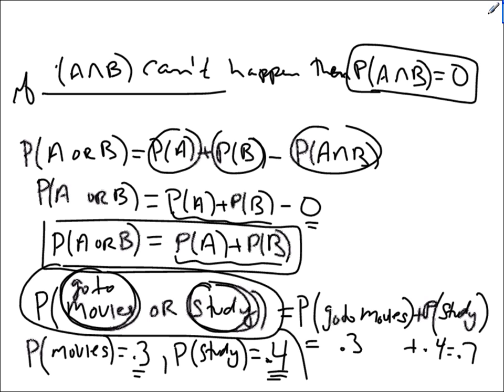You may say, but where's the rest? Where's the remaining 30%? Oh, you could watch TV. You can go out and play basketball. You can do this, you can do that, you can surf the internet. Okay, but you're going to do one thing tonight. And somebody asks you, what are the chances that you go to the movies or study? One or the other. There might be 50 different outcomes. But I just want to know the chances of doing one or two of the outcomes.